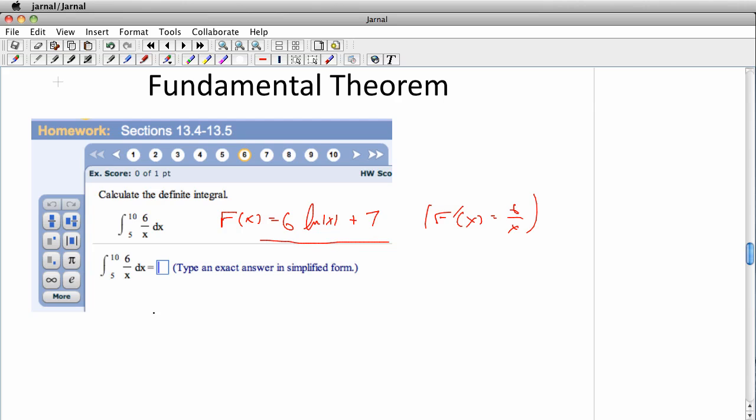And so the answer to the question is just capital F at 10 minus capital F at 5. If I do capital F of 10, that's 6 log of 10 plus 7. And capital F of 5 is 6 log of 5 plus 7. Now, be careful with the parentheses here. Leave the parentheses on and just evaluate inside the parentheses. Don't just drop parentheses off or you'll get a different answer.